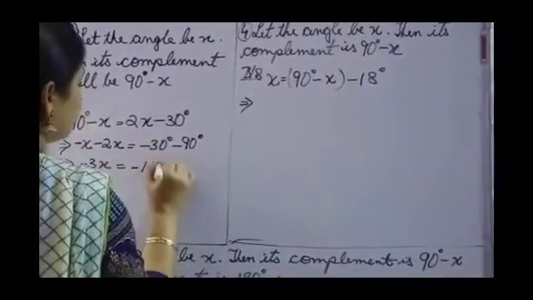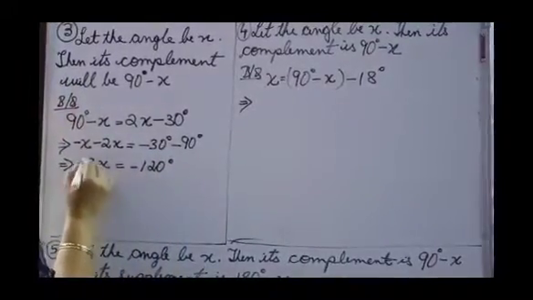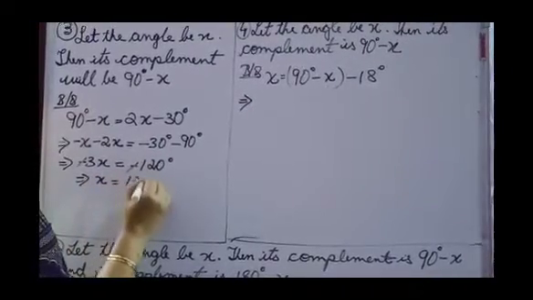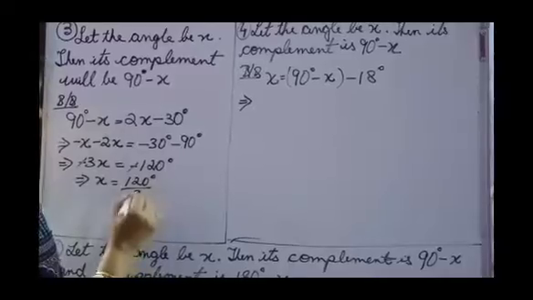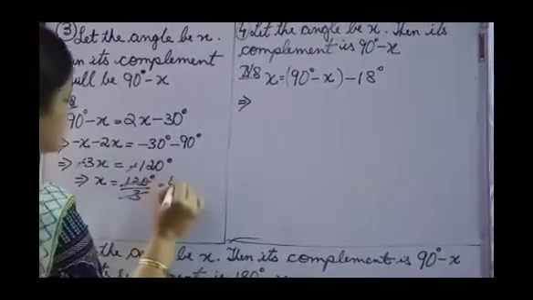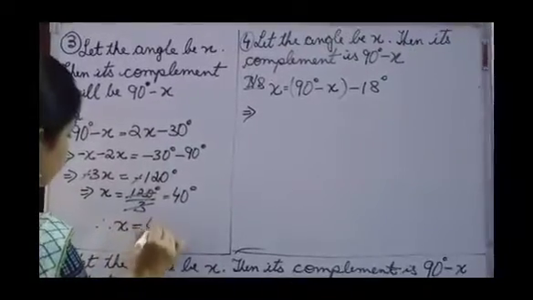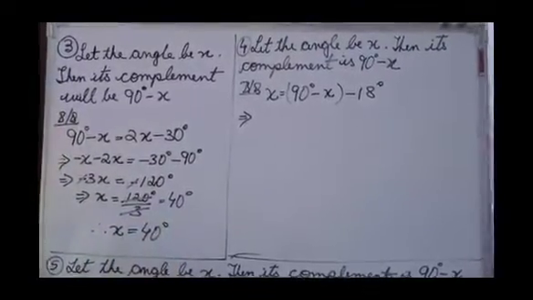minus 120 degree. So this minus and minus on both sides will be cancelled, and so x is equal to 120 degree divided by 3, and that is equal to 40 degree. So what is the value of x? The value of x is 40 degree.